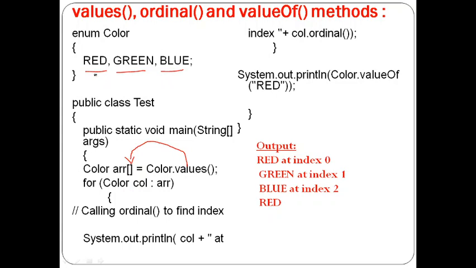What is the index position? Red is at the 0th index position, green at the 1 position, and blue at the 2. If you want to retrieve these index positions, we can use the method called ordinal. See this. Here I am using the for each loop.